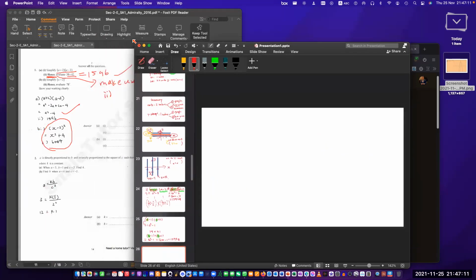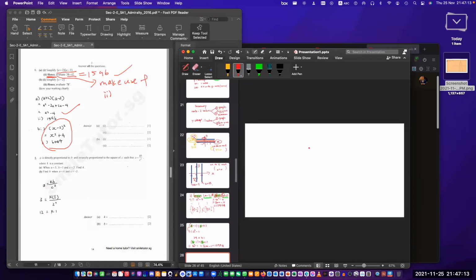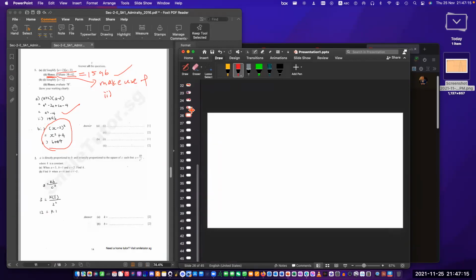So once again, you have to remember the three formulas. The common formula, a squared minus b squared, you will get (a plus b)(a minus b). That's the first formula. Second formula, (a plus b) squared. You will get how many terms? Do you get this? Is this correct?